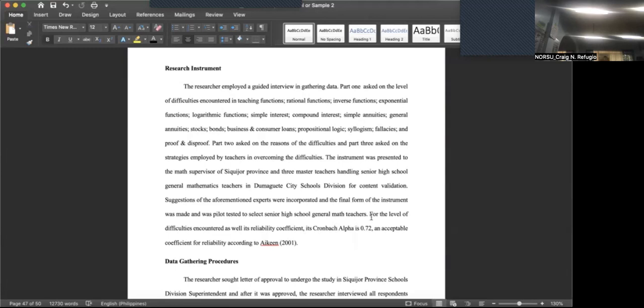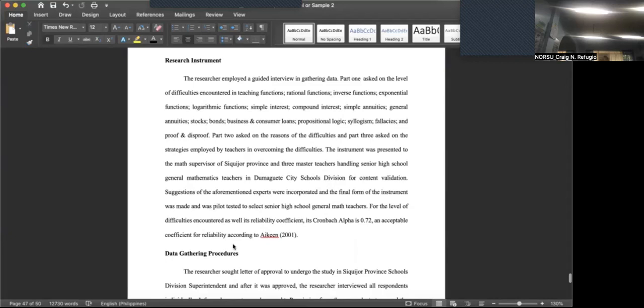Have you read this one? For the level of difficulties encountered as well, its reliability coefficient, its Cronbach alpha is 0.72, an acceptable coefficient for reliability according to ICANN 2001. Do you see that statement in the last sentence of the research instrument? Yes, sir. You can delete that one. When you write your research instrument, delete that one, because that is only for a completed thesis.